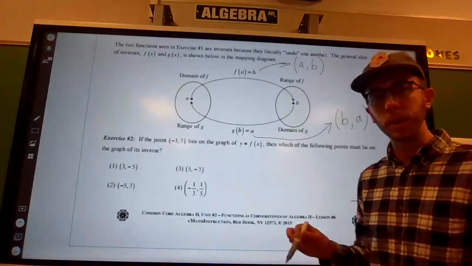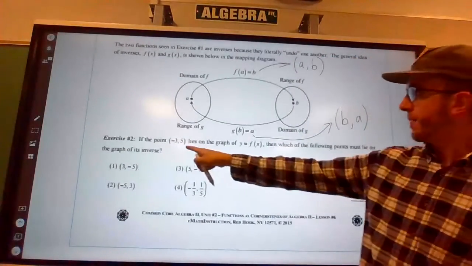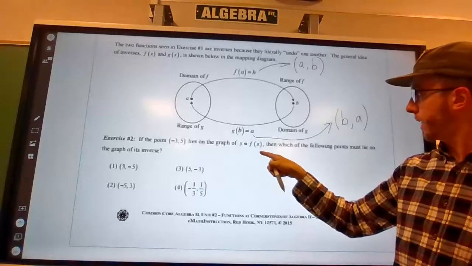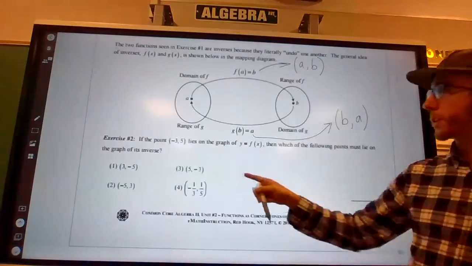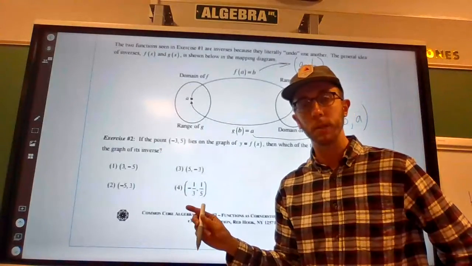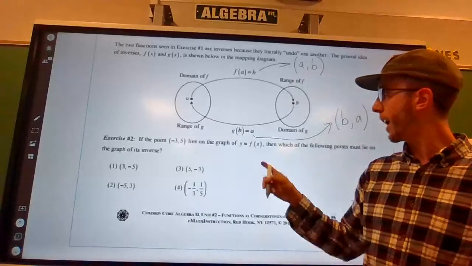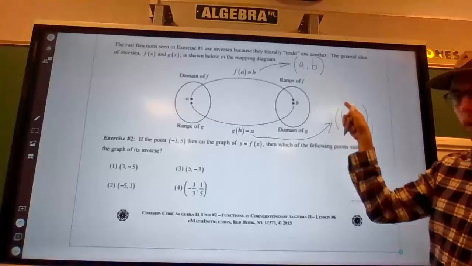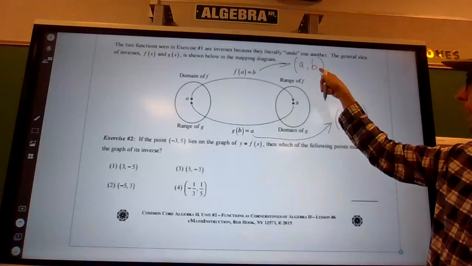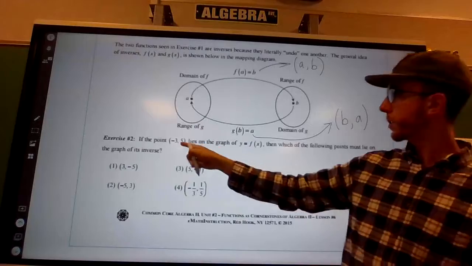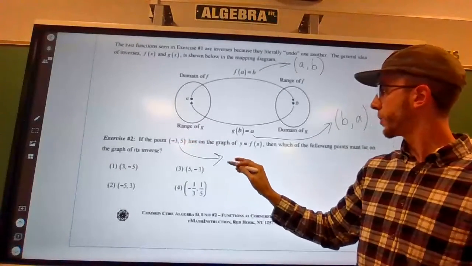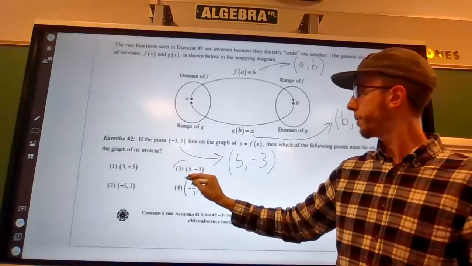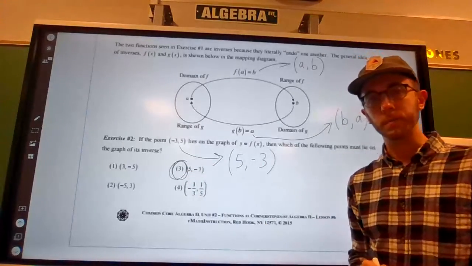So for exercise 2 here, use that idea. If the point negative 3, 5 lies on the graph of y equals f of x, then which of the following points must lie on the graph of its inverse? Okay, if negative 3, 5 is on f of x, then what point is on its inverse? Well, like we just looked at above, a, b becomes b, a. So negative 3, 5, little switcheroo to get the point on the inverse would be 5, negative 3. That should be choice 3.